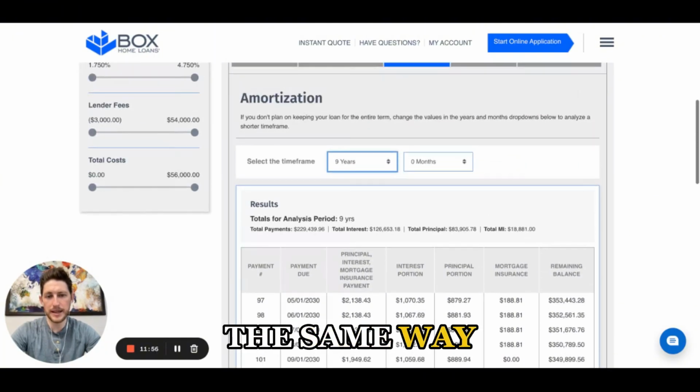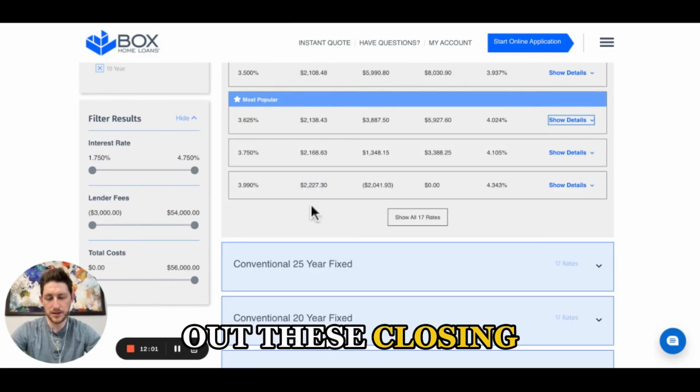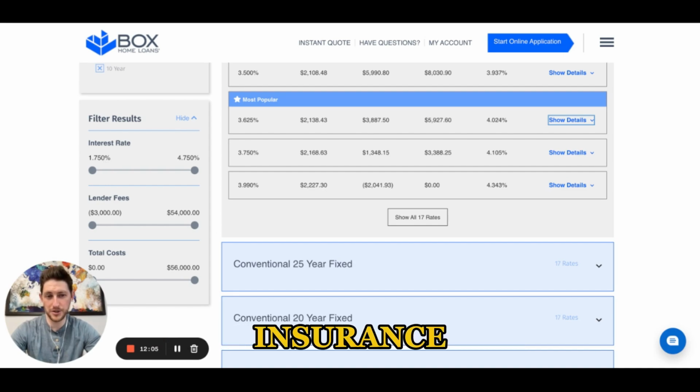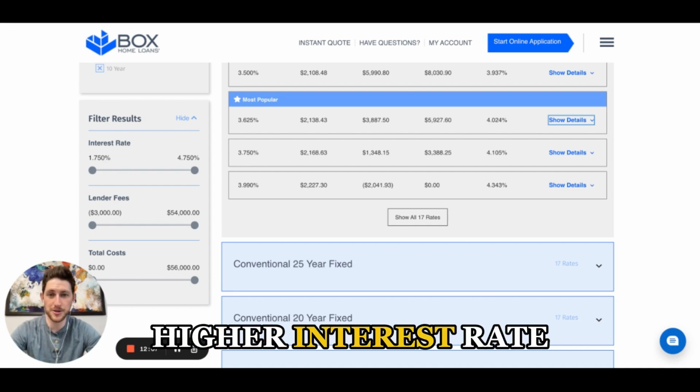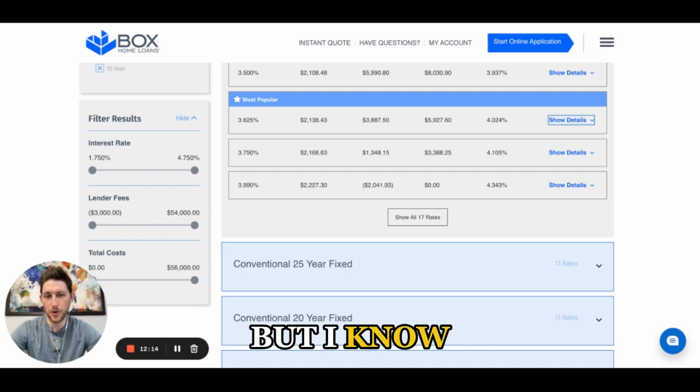Now, the same way that you can buy out your closing costs with a higher interest rate, you can actually do the same thing with private mortgage insurance. You can just say, hey, I'll pay a higher interest rate to not have to pay private mortgage insurance. So you might have to find a broker that does that, but I know that they're out there.